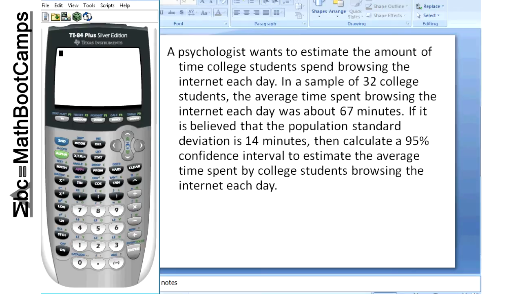So what I'm doing is I'm using examples straight from the Math Bootcamps website, straight from this article, the link's in the video description. And so what we're going to do is look at two examples, one where I use a z-interval and one where I need to use a t-interval. They're really similar on the calculator.